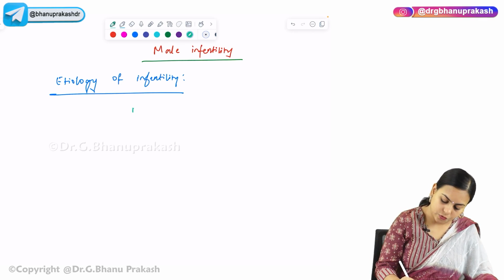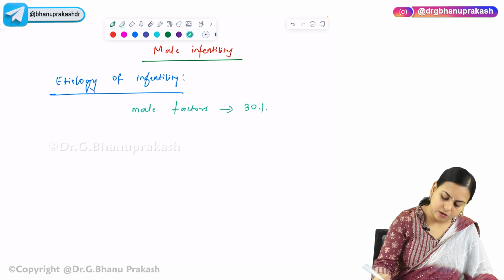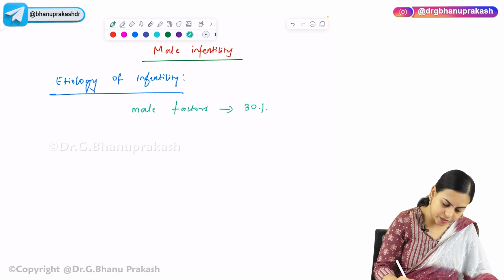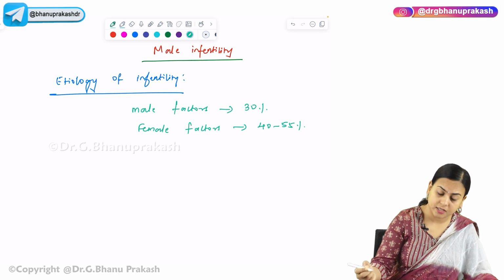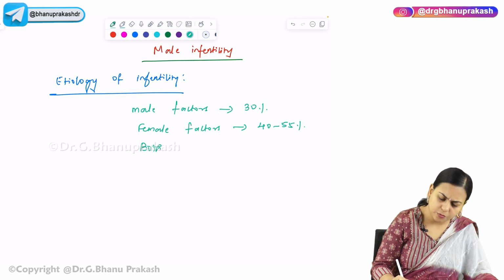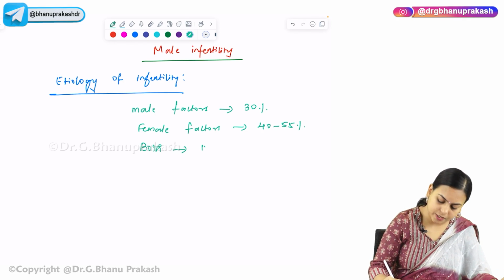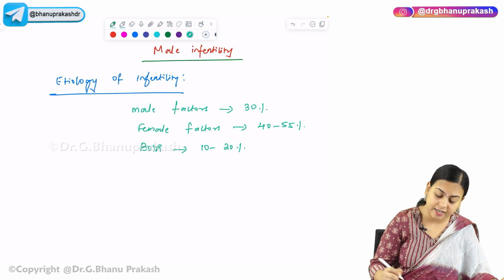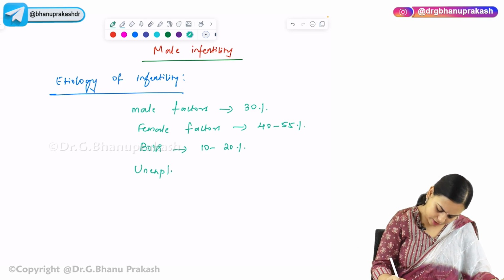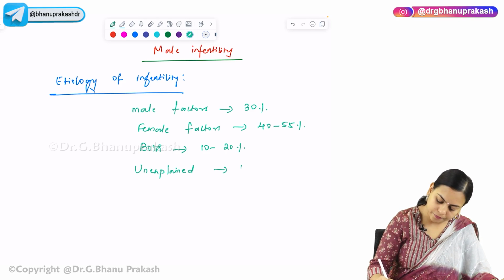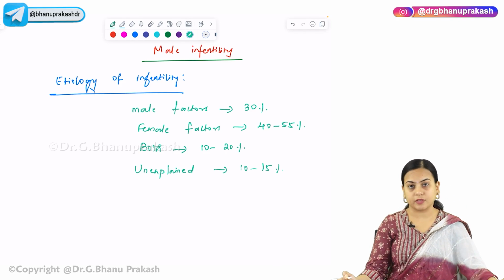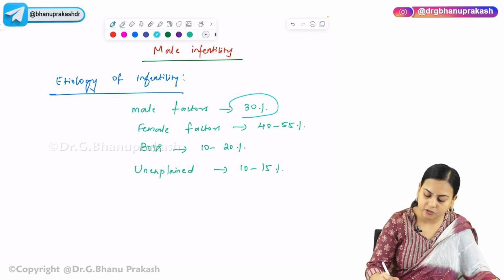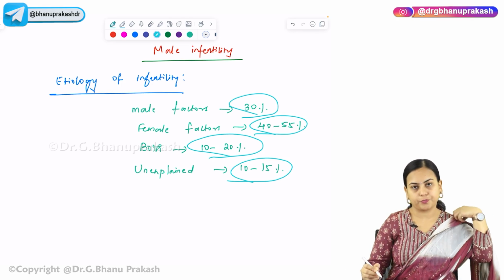The etiology of infertility can be due to male factors, which is around 30%, then female factors can contribute about 40 to 55%, and then both male and female factors will be seen in 10 to 20% of infertility cases, and some cases will be unexplained. That will constitute about 10 to 15% of the cases. So these percentages are also important for you, right?